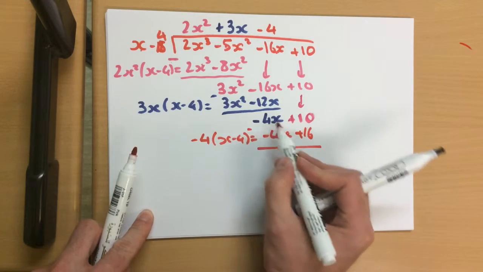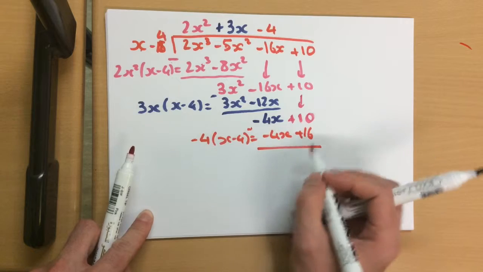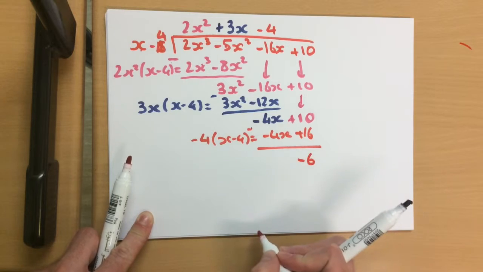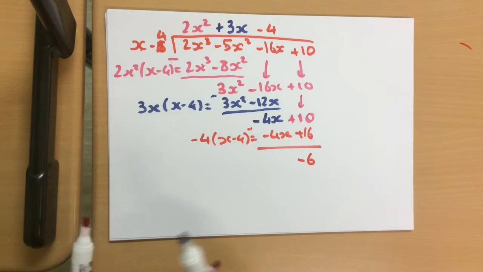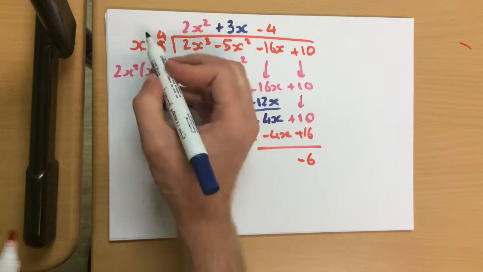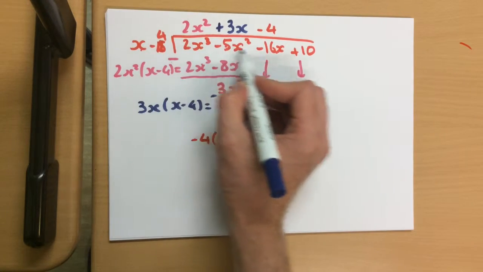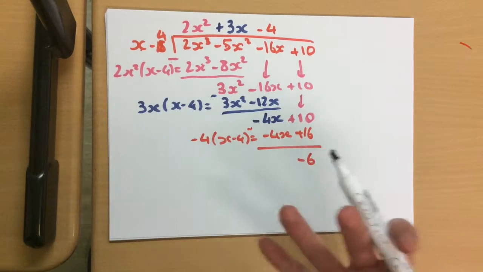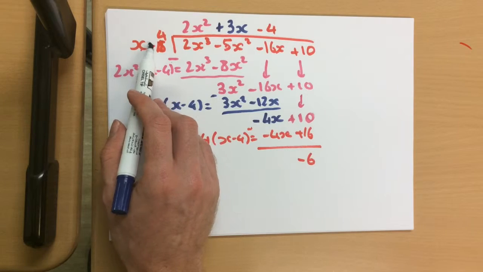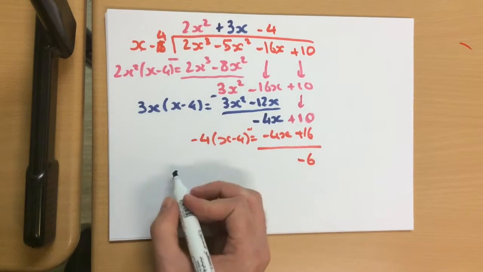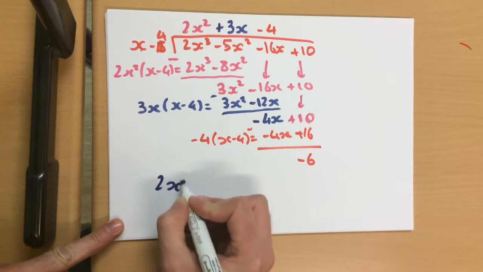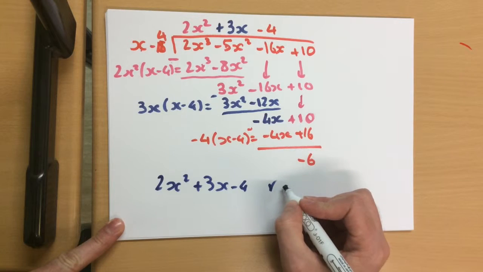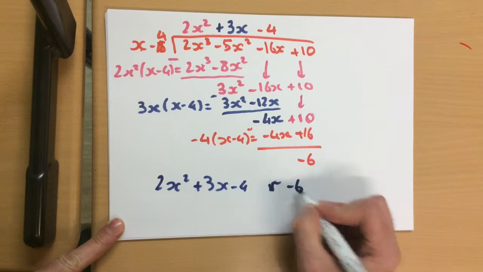Here we go. Right, minus 4x is going to cancel out. 10 subtract 16 is minus 6. Well, in which case, we can tell two things. Firstly, this is not a factor of this expression. It's only a factor if the remainder is 0, i.e. there's no remainder. So this isn't a factor. But when we do divide it, we get a quotient of 2x squared plus 3x minus 4, and a remainder of negative 6.